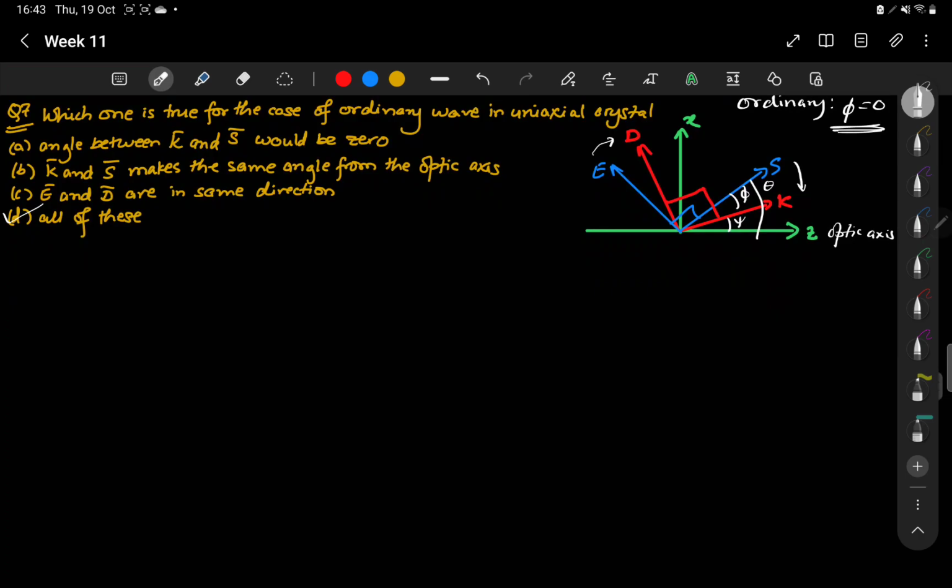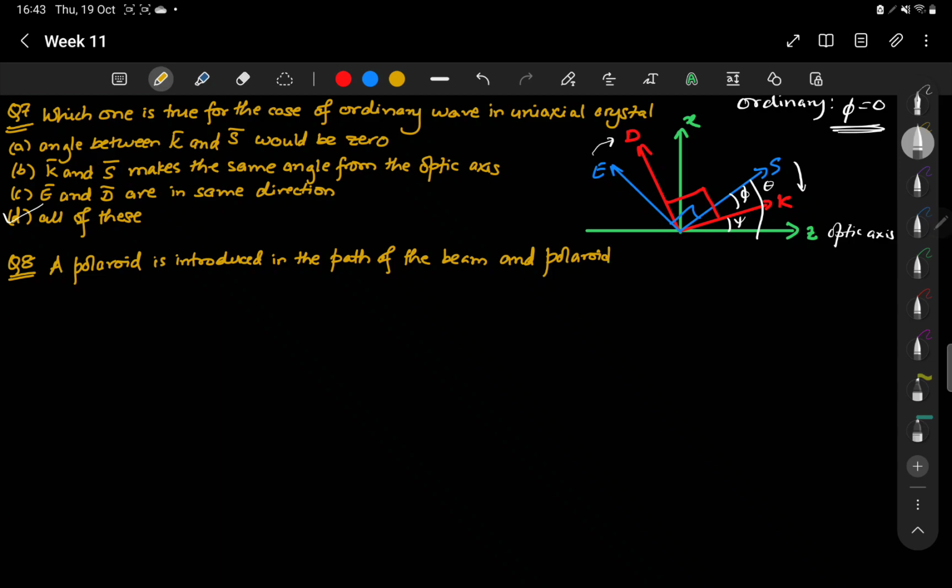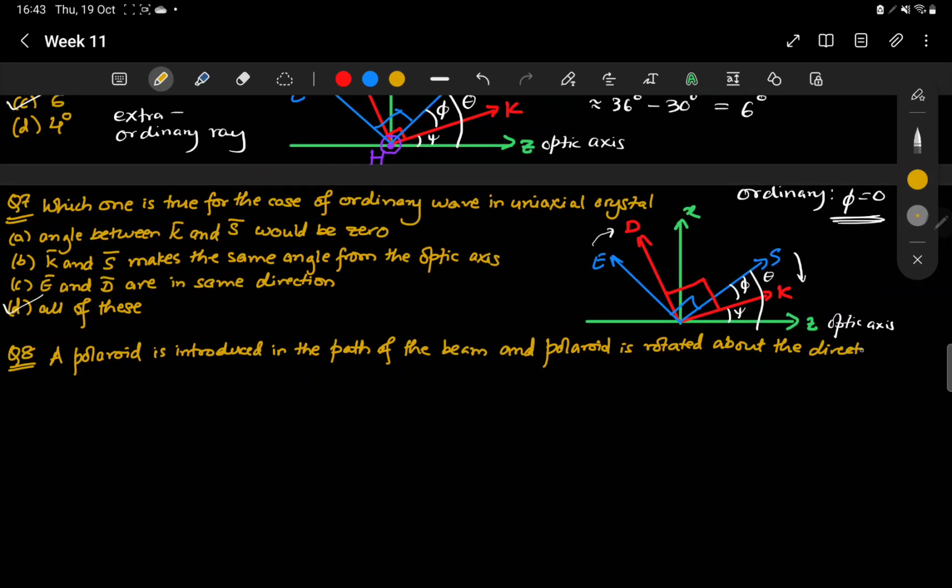Okay, moving ahead. Question 8. A Polaroid is introduced in the path of the beam and the Polaroid is rotated about the direction of propagation. Sorry, of the beam.